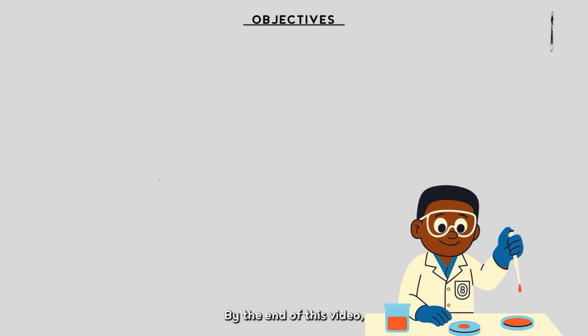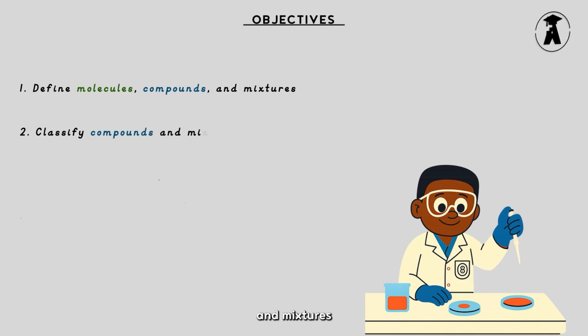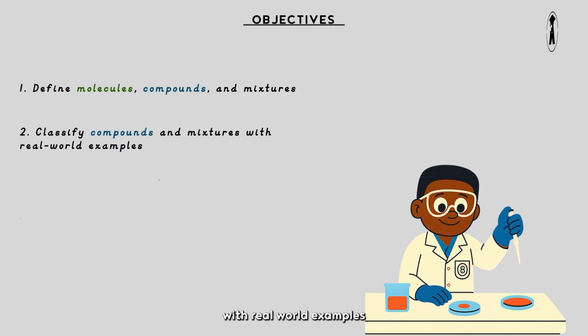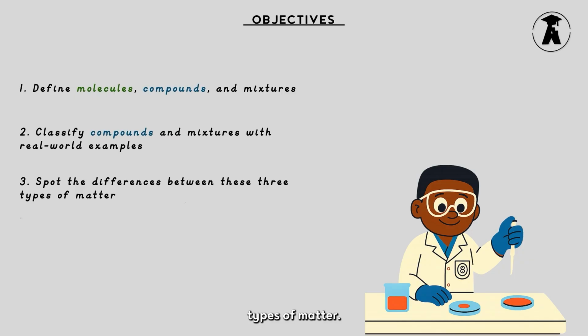By the end of this video, you'll be able to define molecules, compounds, and mixtures. Classify compounds and mixtures with real-world examples. Spot the differences between these three types of matter.